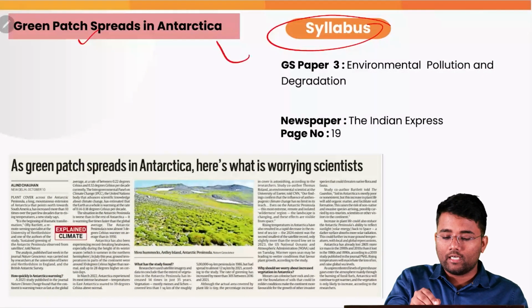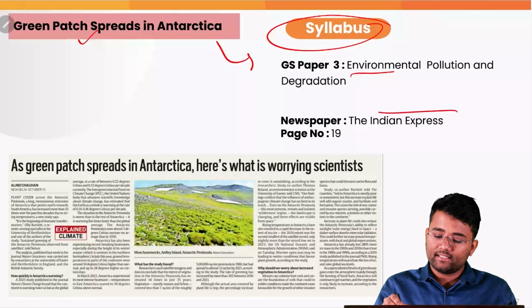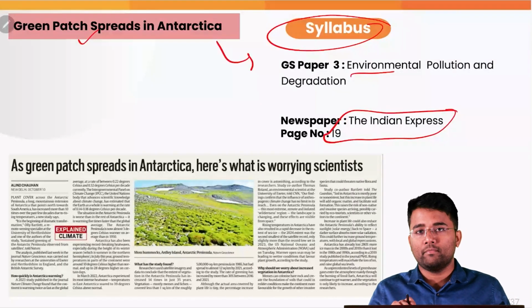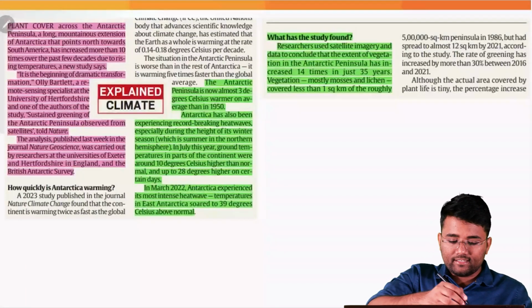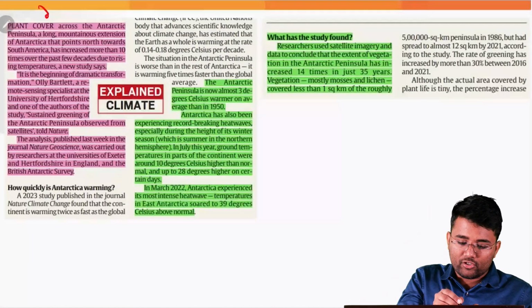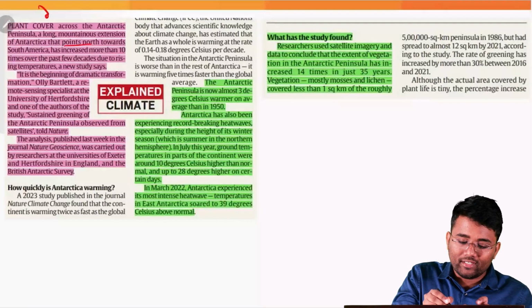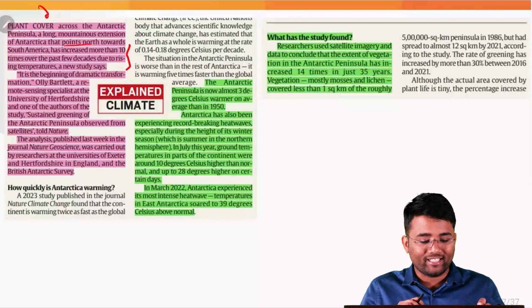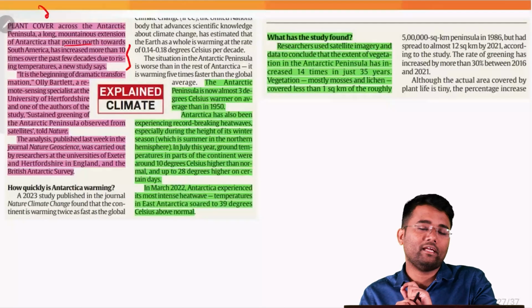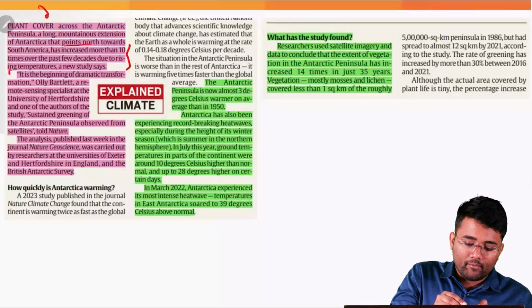Next topic is green patch spreads in Antarctica. This is with regard to the syllabus of your GS paper 3, environmental pollution and degradation, and this has appeared in today's The Indian Express, page number 19. The context is that the plant cover across the Antarctic Peninsula, a long mountainous extension of Antarctica that points north towards South America, has increased more than 10 times over the past few decades due to rising temperature, a new study says. It is the beginning of a dramatic transformation.